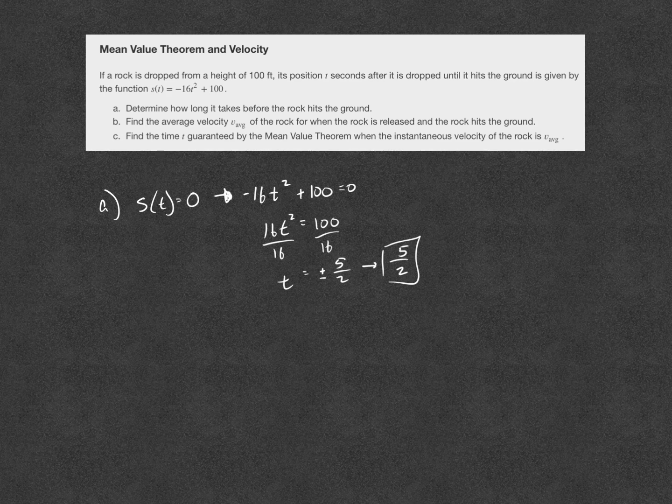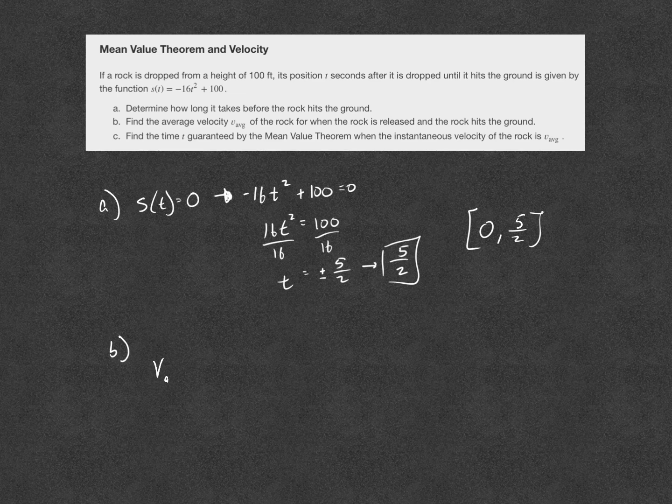So part A really gives us our interval on which to apply the mean value theorem. The rock is dropped at 0 seconds. It hits the ground at 2.5 seconds. That's what 5 halves is. So we'll apply the mean value theorem on that interval in part B, where we find the slope between 0 and 2.5 seconds, which is just the average velocity of this rock over the trip downward.